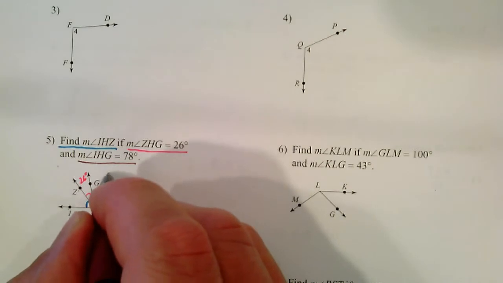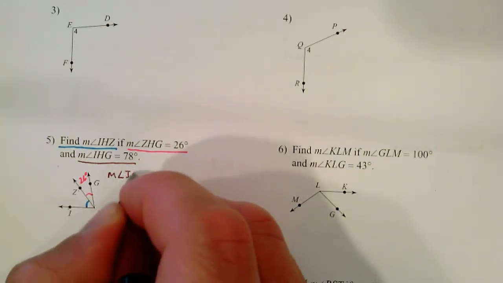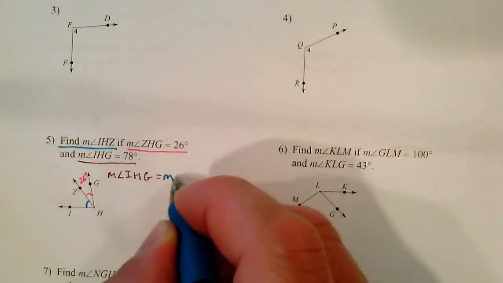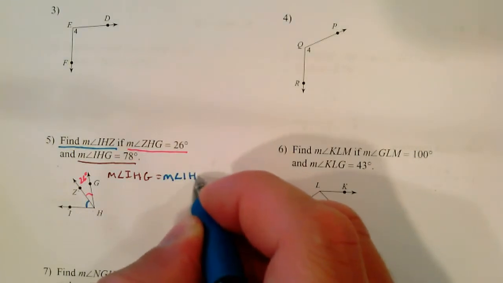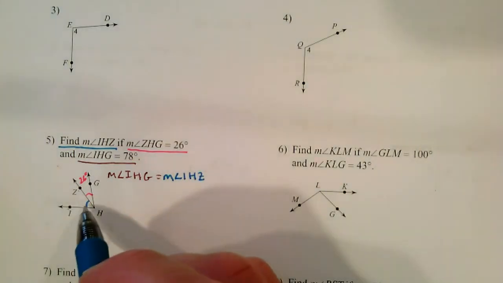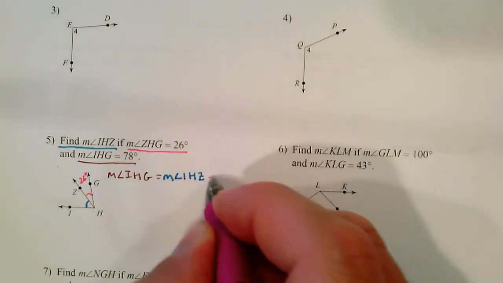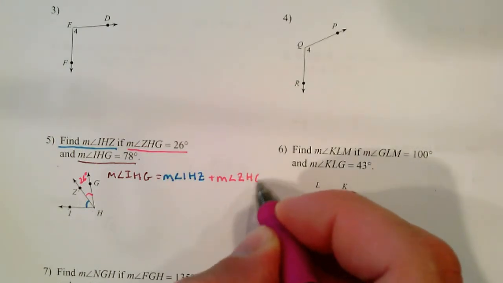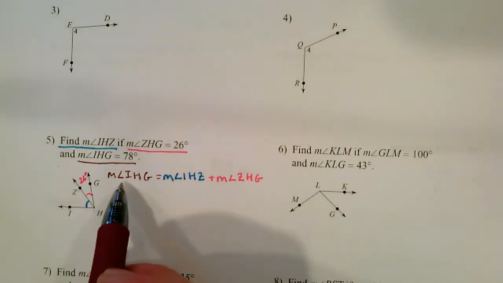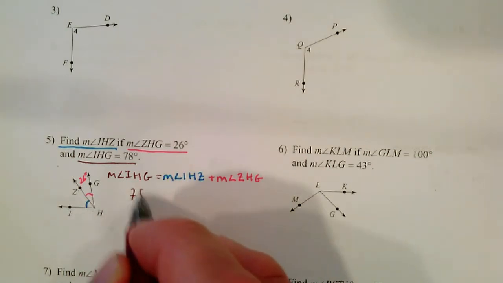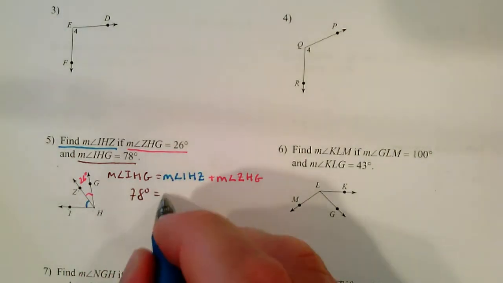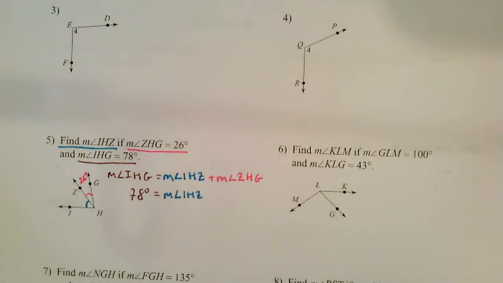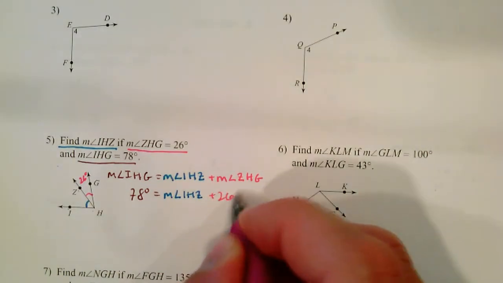So, the measure of angle IHG, the big angle, is equal to the measure of angle IHZ, that's the angle we're trying to find, plus the measure of angle ZHG. When we substitute our values, we know that IHG is 78 degrees. We're trying to find the measure of IHZ. We know that ZHG is 26 degrees.